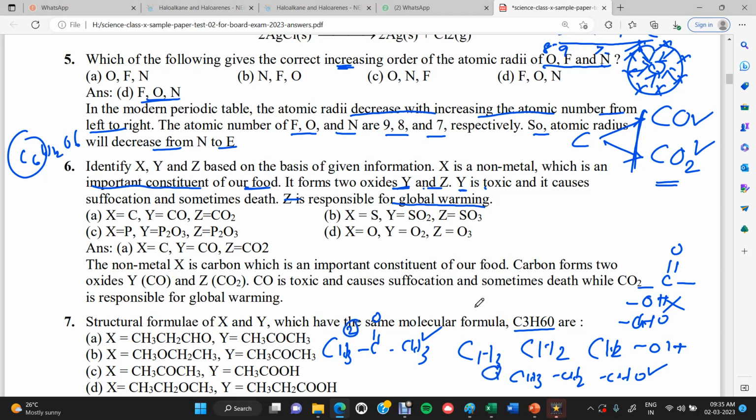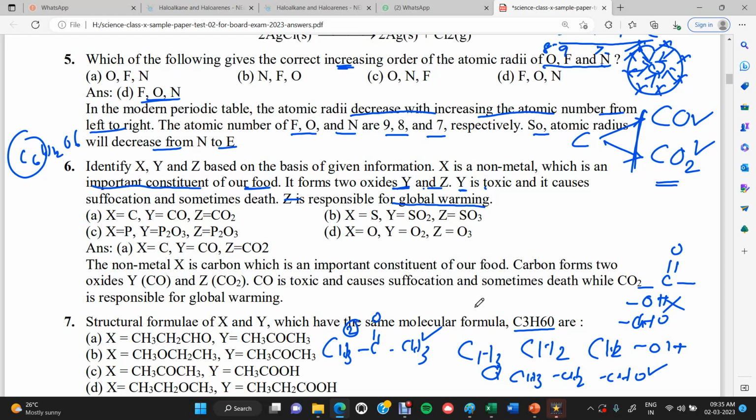So what is the name of this aldehyde? 1, 2, 3 carbon atoms. Propanal or propanaldehyde. And what is the name of this ketone? Propanone. Very good. Propanone. Right. So where is the option? Check it out. This is propanaldehyde. This is propanone. One propanone, two propanone they had given, but any of the thing is right. This is also propanone. This is also propanone. So this is not. And this is also propanone.